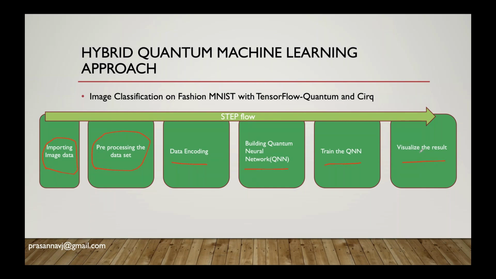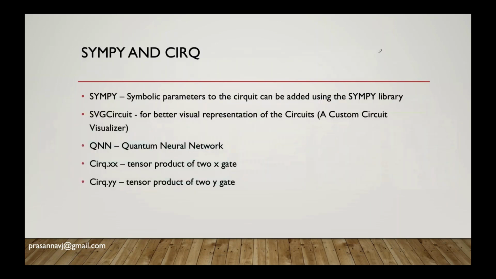As part of this, I'm taking one simple example for demonstration. This demonstration is provided by Google TensorFlow, the same thing that I'm taking for your representation. Image classification on MNIST data using TensorFlow Quantum and Cirq is the actual problem that we are going to solve now in a practical way. Before we get in there, let me give you some of the libraries and details that we are going to use as part of the code.